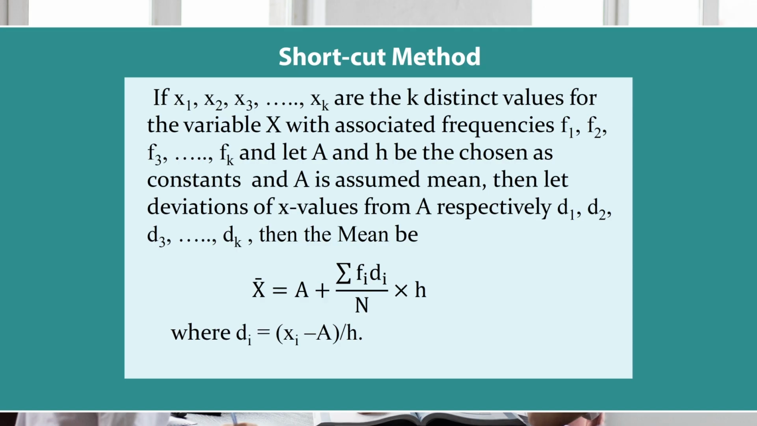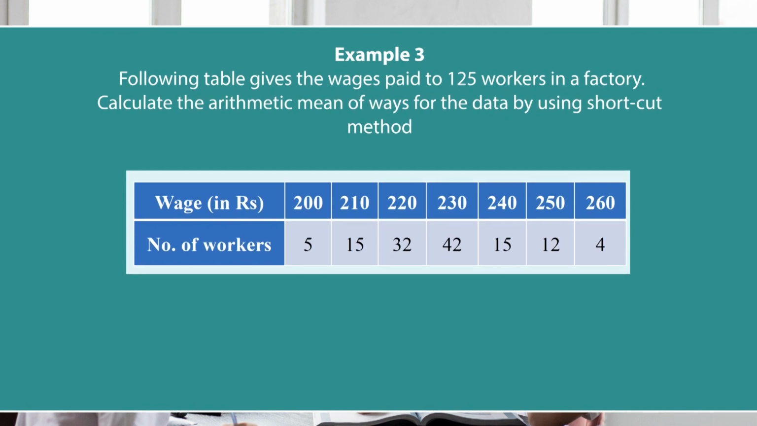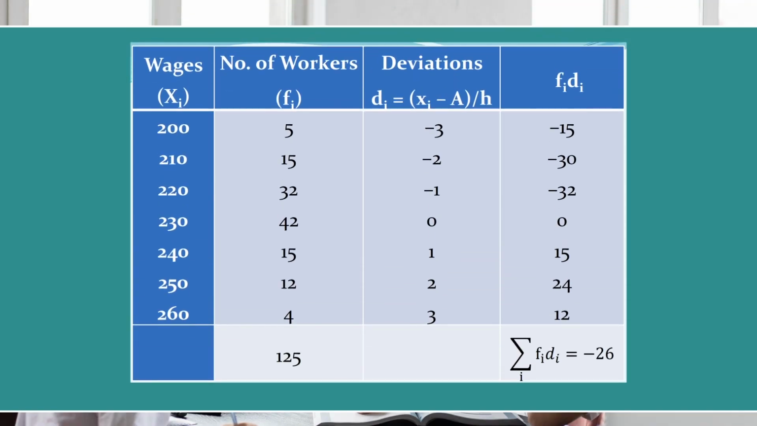By putting these values in the given formula, we can calculate the arithmetic mean. Let us see one example here. In this example, wages of 125 workers have been given. There are 7 different wages, and the corresponding numbers of workers getting these wages are given. In the table, the first column gives the wages, 200, 210 up to 260. In the second column, the number of workers is given, that is the frequencies, and the total frequency is 125.